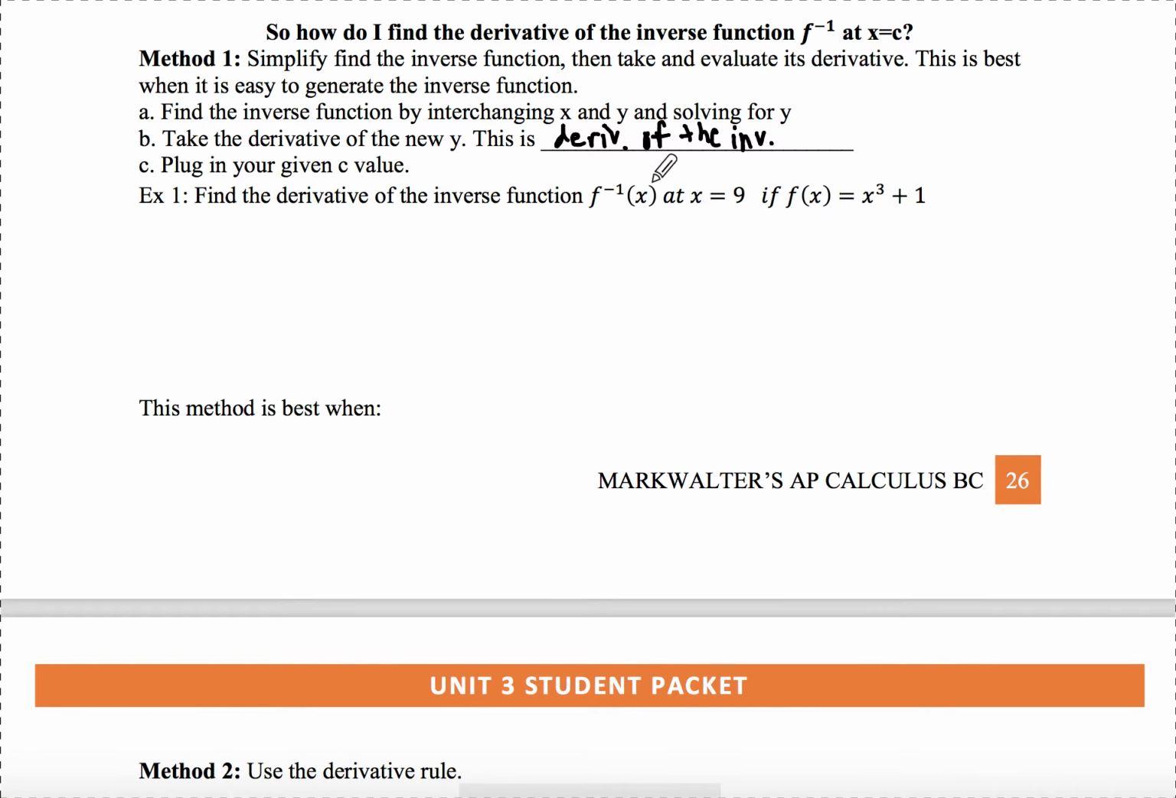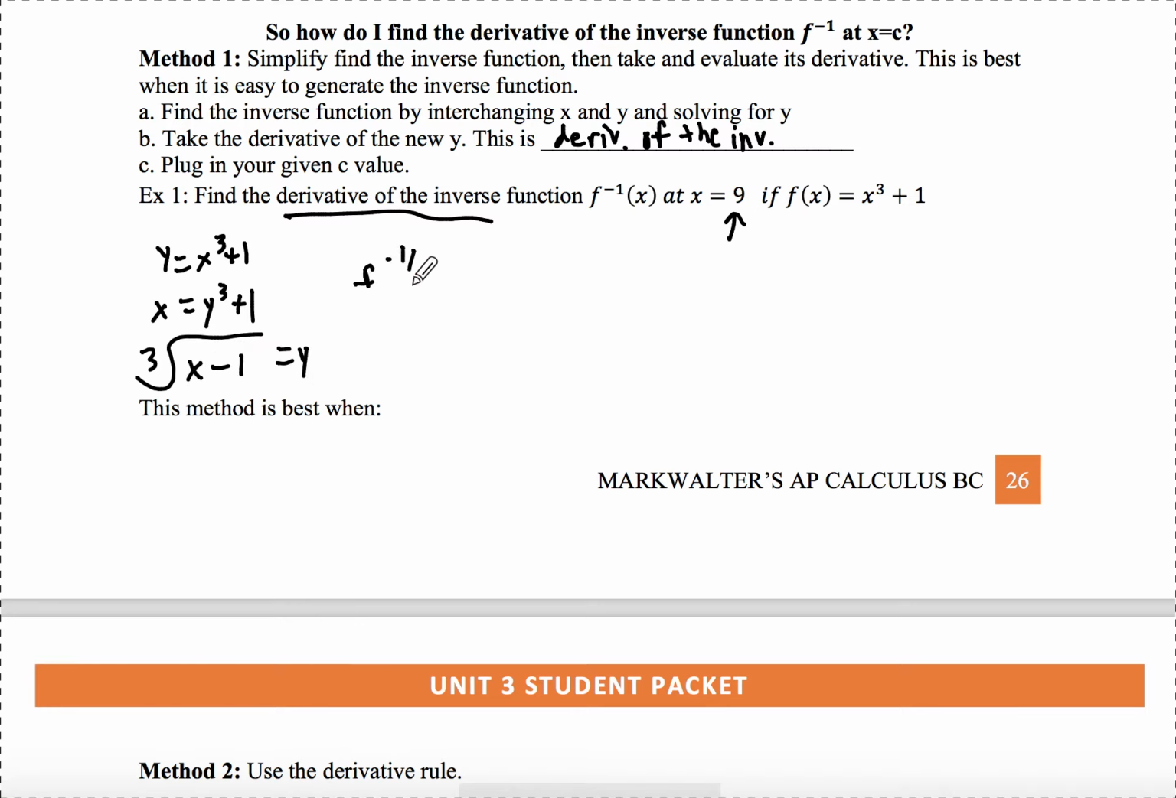So let's find the derivative of the inverse function f inverse of x at x equals 9 if f of x is x cubed plus 1. Well, we already went through the process of finding that inverse, right? We switched the x and the y's. And after solving this, we found that the cube root of x minus 1 is y. So that's actually our inverse function like we saw above, right? Our inverse function is the cube root of x minus 1.